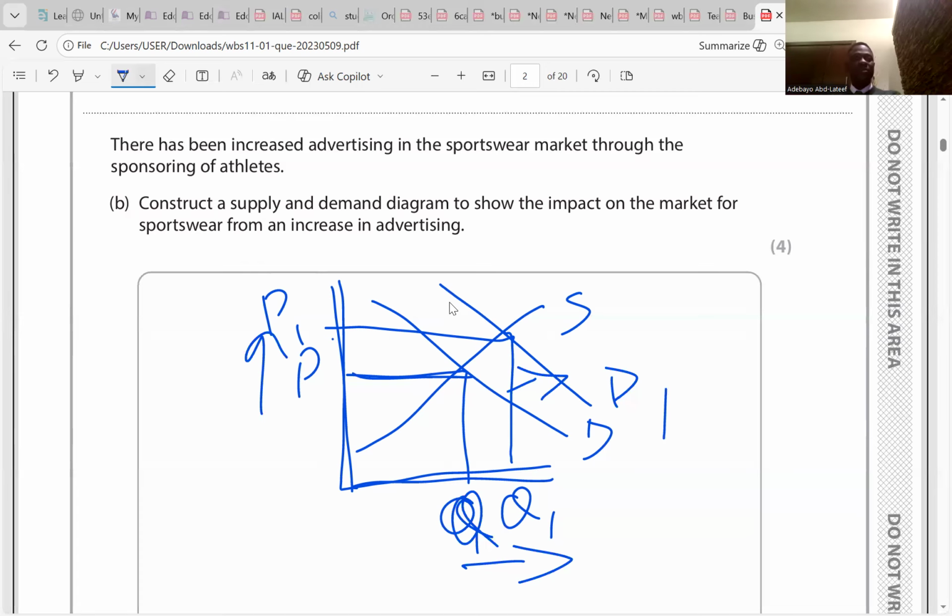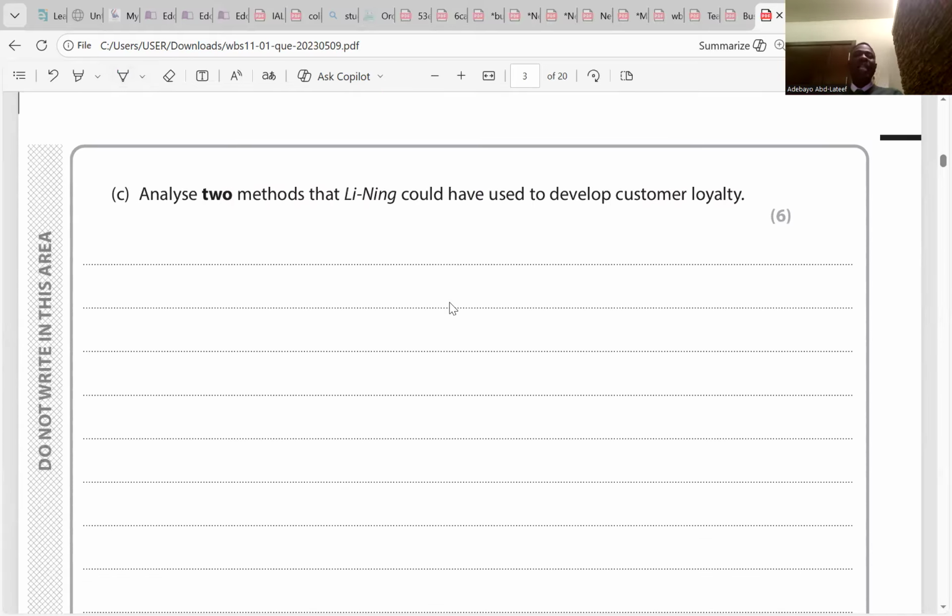Question C. For question C, they said, analyze two methods that Li-Ning would have used to develop customer loyalty. Customer loyalty simply implies that customers return to buy a product instead of buying from your competitors. If customers continue to return to buy from your brand, it simply means customer loyalty. They have other choices. They could go to your competitors, but for the fact that they return to buy from your brand, it simply means they are loyal to your business or to your brand.